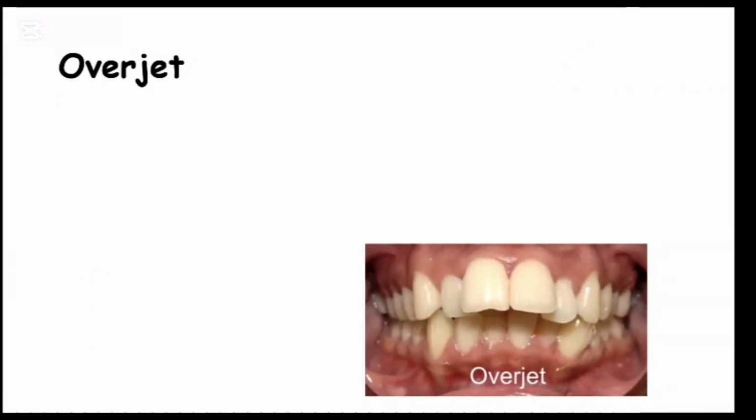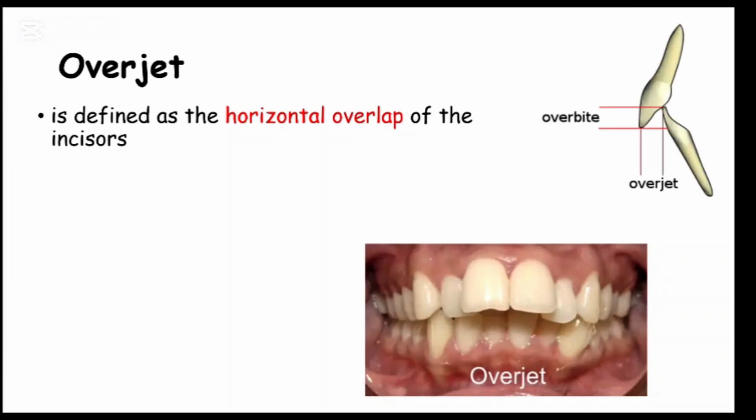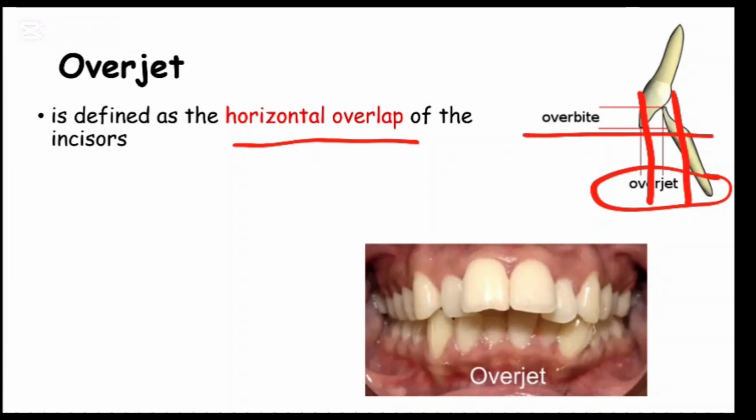Next is overjet. As you can see in this picture, overjet is the horizontal overlap. The vertical overlap is overbite, and the horizontal overlap of the incisors is overjet. In this animated picture, you can see that this one is overjet because it is a horizontal overlap. Look, horizontal. And if it is the vertical overlap, then this is the overbite.